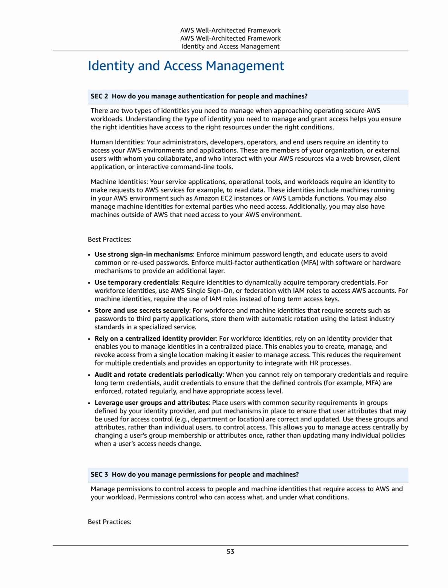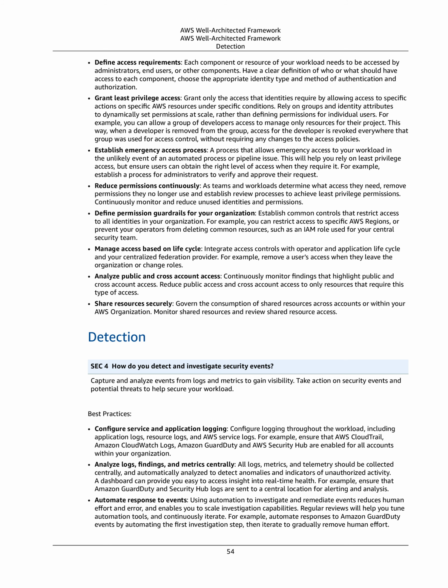SEC 3: How do you manage permissions for people and machines? Manage permissions to control access to people and machine identities that require access to AWS and your workload. Permissions control who can access what, and under what conditions. Best practices: define access requirements.